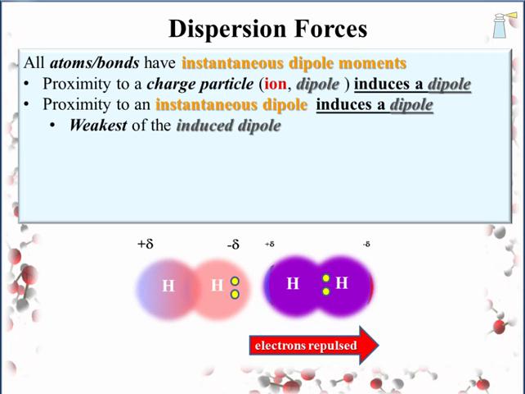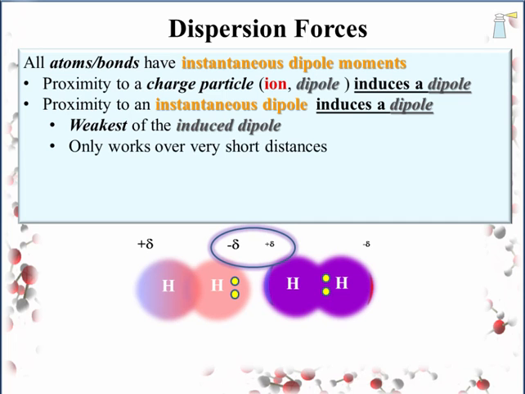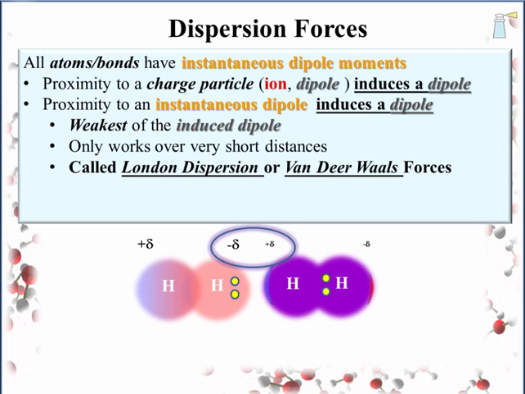This is the weakest of all the induced dipoles. Still, an intermolecular bond is formed between the partial negative side of the instantaneous dipole and the partial positive side of the induced dipole. Being that the instantaneous dipole is so short-lived and so weak, the attraction only works over very short distances. The forces are called London dispersion or van der Waals forces.